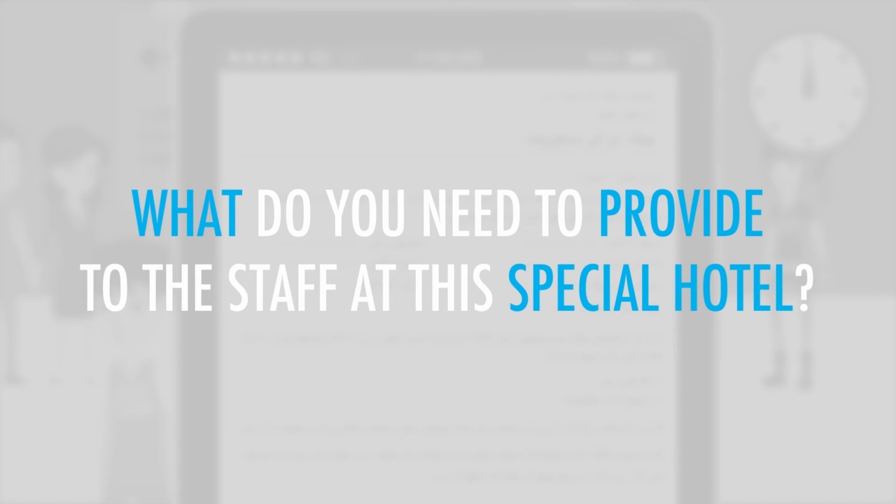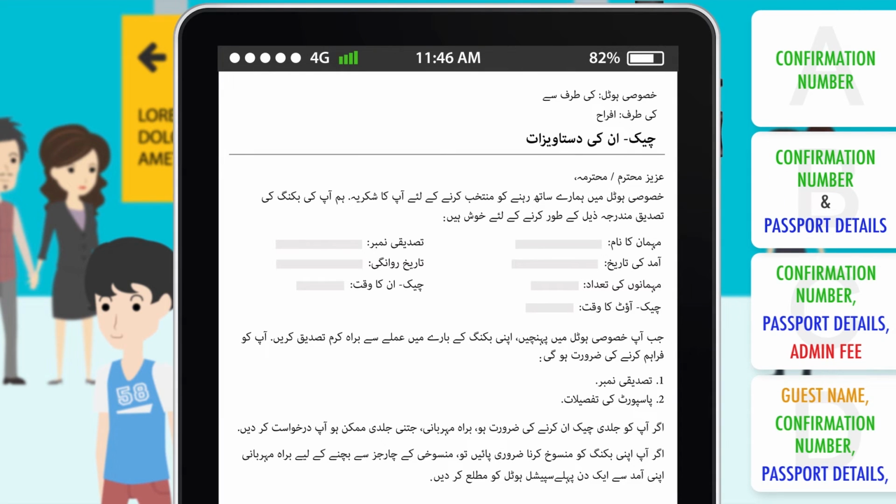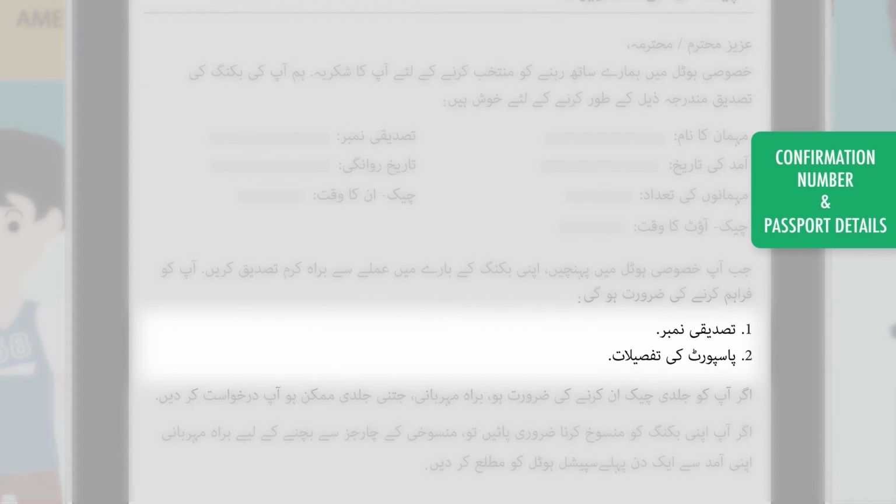According to an email you received, what are the things that you need to provide to the staff at this special hotel? The email says that you need to provide your confirmation number and your passport details.